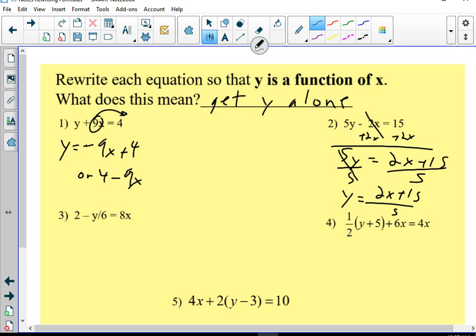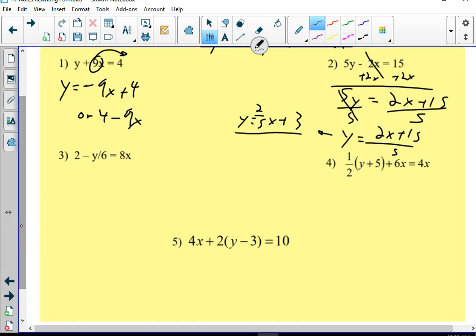And if you wanted to put the 5 under each one separately, you could do that. You could do y equals 2/5 x plus 3, 15 divided by 5. Either one of those is fine. Again, if you're graphing a line, you would want it to look like that. Okay, what are we going to get first on number 3?